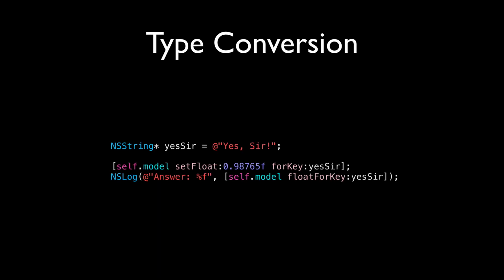Now, what happens to type conversion? So let's assign the value 0.98765 to the bool value. So what do you think is going to happen? Internally, this value is converted to a bool value. This means that the float value we pass in is cast to bool, which results in a truncation to NO in this case, because it's less than 1. And so the answer will be 0.0.